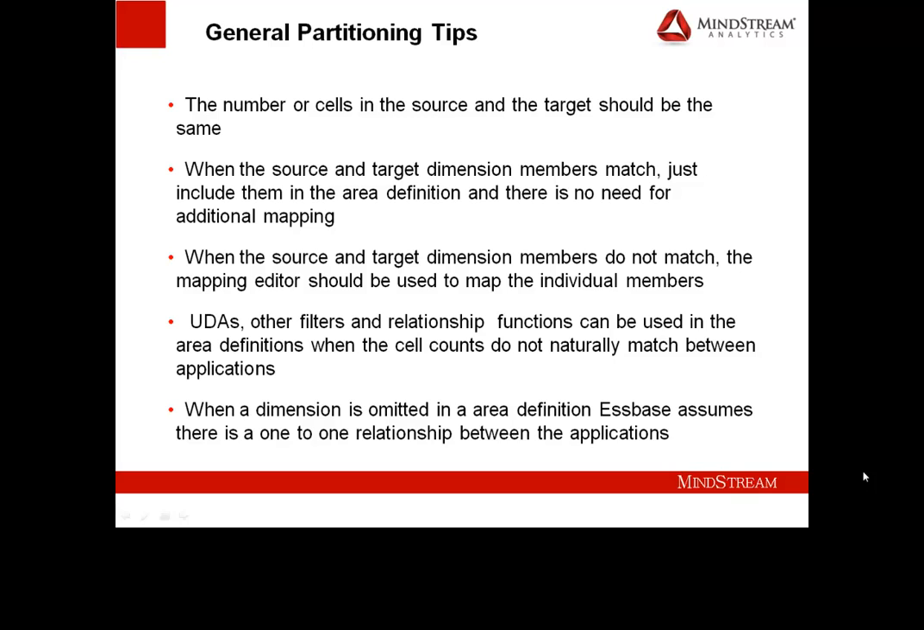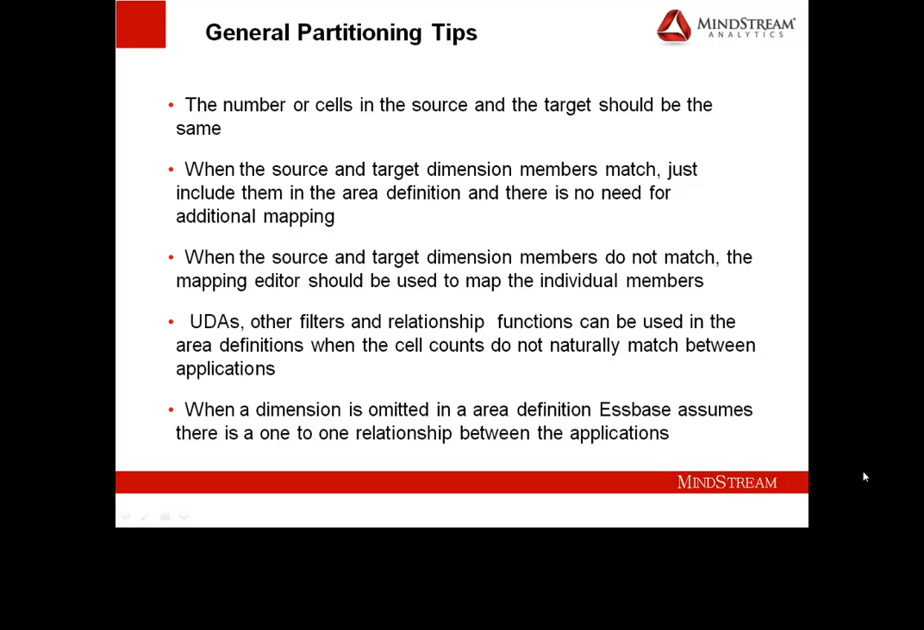First, I'd like to cover a few general partitioning tips. The number of cells in the source and the target definition should be the same. When the source and target dimension members match, just include them in the area definition, and there's no need for additional mapping. When the source and target dimension members do not match, the mapping editor should be used to map the individual members.